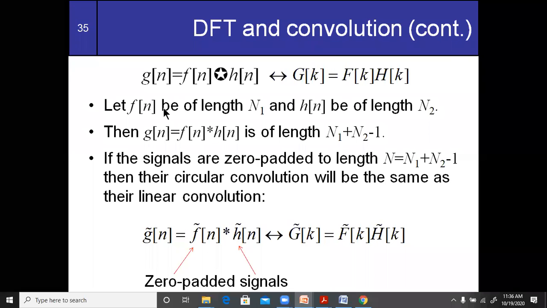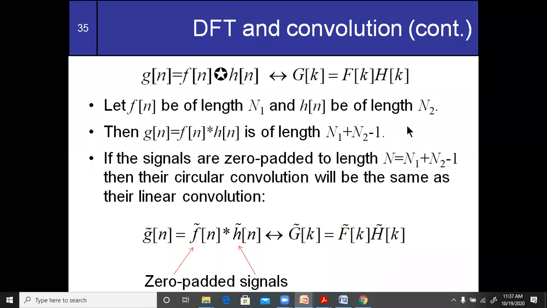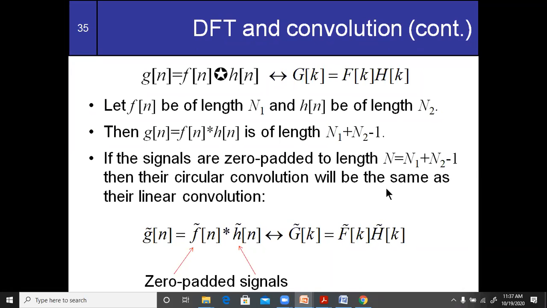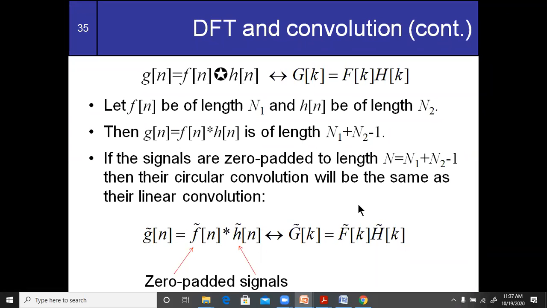So we have here the zero padding. Zero padding should be done so that the length of both f[n] and h[n] are made equal to N1 plus N2 minus 1. That many zeros should be added to it. Then we can take the circular convolution. Then the circular convolution will be the same thing as the linear convolution of the earlier one.